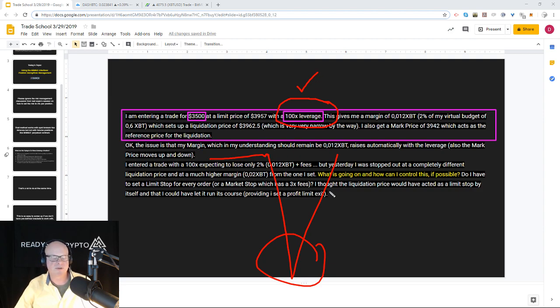Again, there's a lot of guys out there that trumpet into the winds how great 100x leverage is, take your small account and triple it in the space of a day. It's absolutely possible, but at the same time, you're opening yourself up to just anarchy and chaos when you do something like this. So what is going on and how can I control this, if possible?